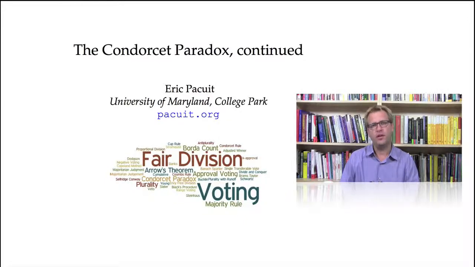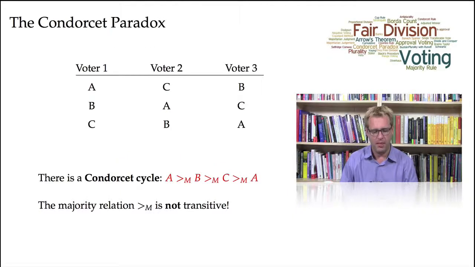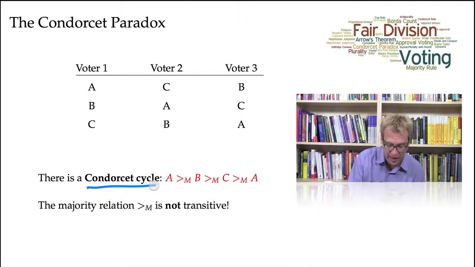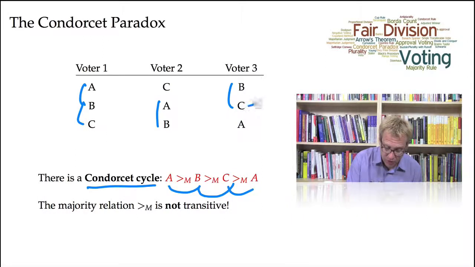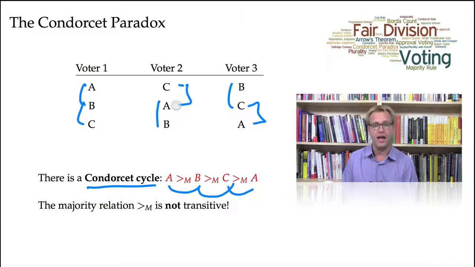There's a few more things that I want to tell you about the Condorcet paradox. Just as a very quick reminder, the Condorcet paradox is a voting situation in which there exists a Condorcet cycle. The Condorcet cycle in this situation is that a majority of people prefer A over B, a majority of people prefer B over C, and finally, a majority of people prefer C over A. And this generates a cycle in the group preference ordering.